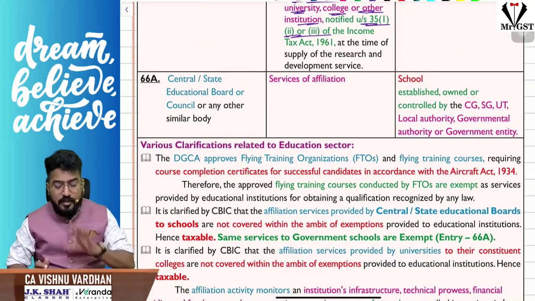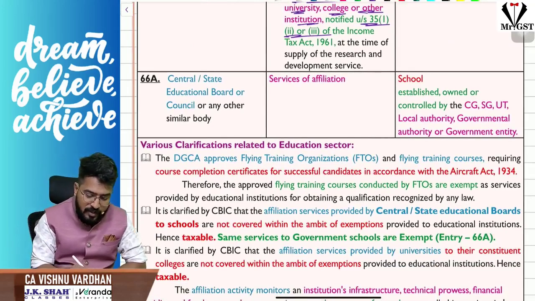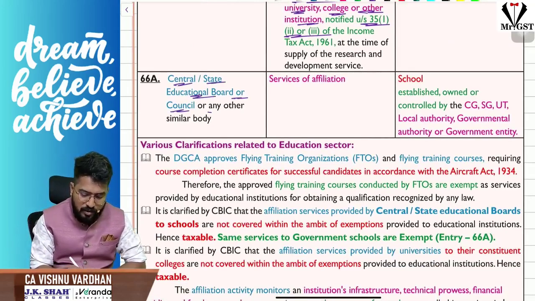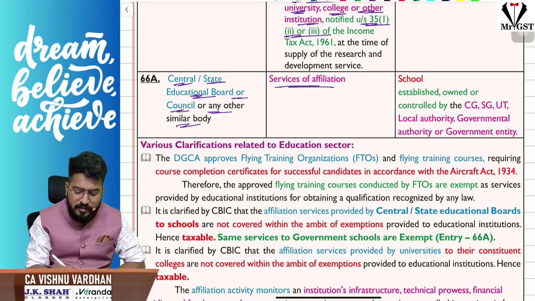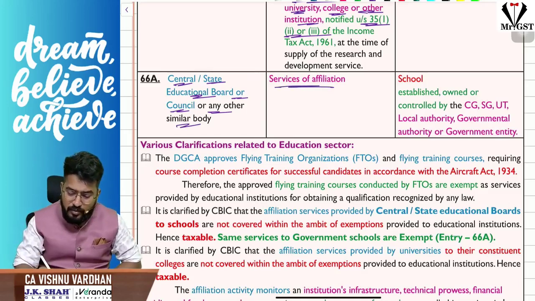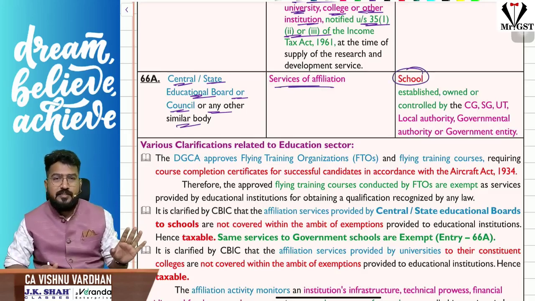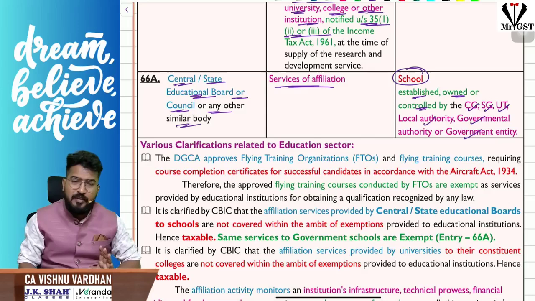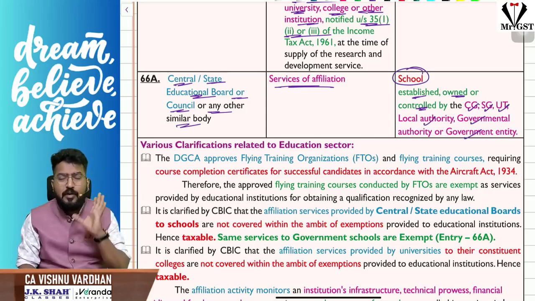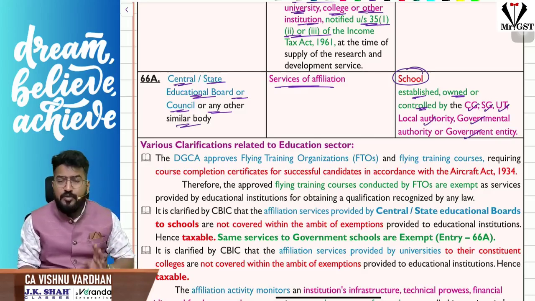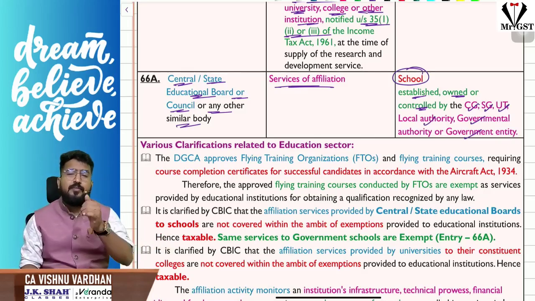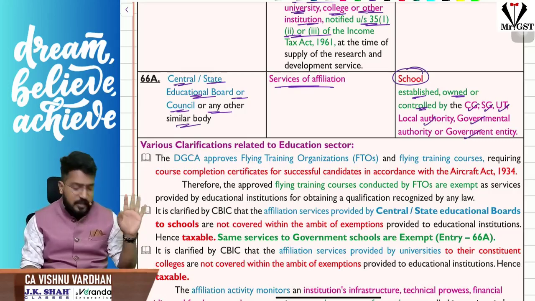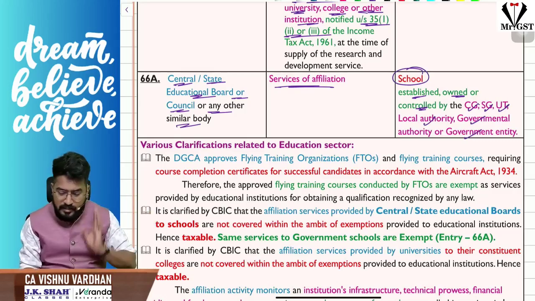Entry 66A, a new one. If you see in educational services, they have added central and state educational boards or councils or any other similar bodies providing services by way of affiliation. Understand, this is only for schools, not for colleges. So services of providing any affiliation for any schools which are established, owned or controlled by central government, state government, union territory, local authority or governmental authority or government entity, not even for private people. For government schools, in simple words, if CBSE or state boards are providing any affiliation services, then it is exempt under GST, for which they are charging a consideration.